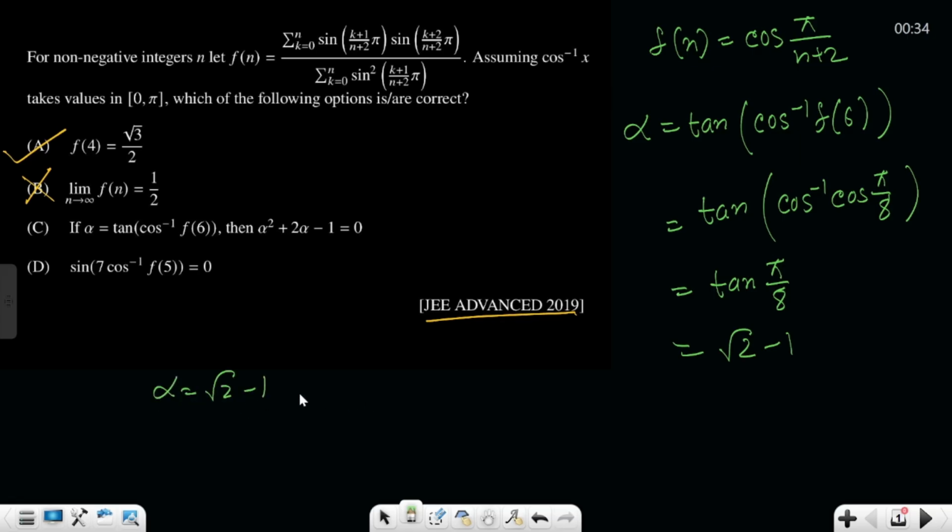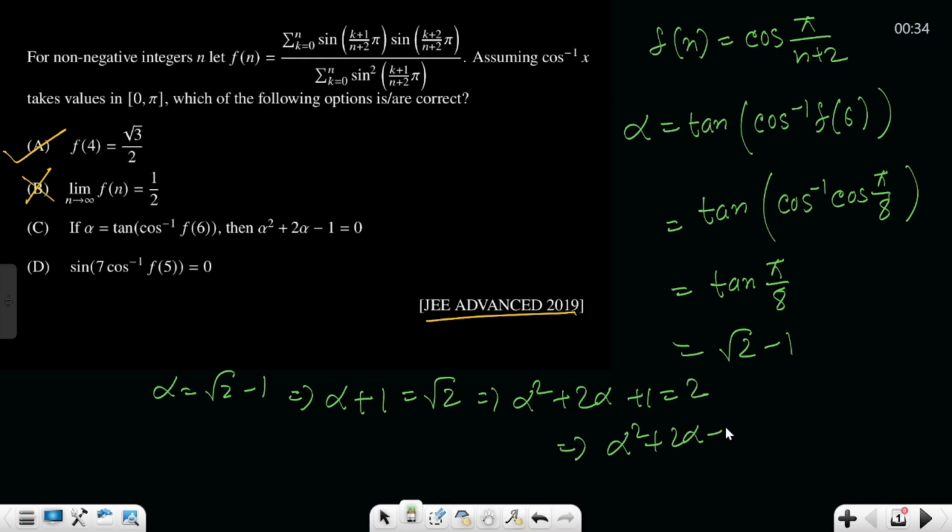Now if you square both sides, we will get alpha squared. Okay. Do one thing. First we will bring this minus 1 to the left hand side. Equal to root 2. Now we will square both sides. So this will be alpha squared plus 2 alpha plus 1 equal to 2, right? So from here you can say that alpha squared plus 2 alpha minus 1 equal to 0, right? So this option is correct. I hope that is clear.